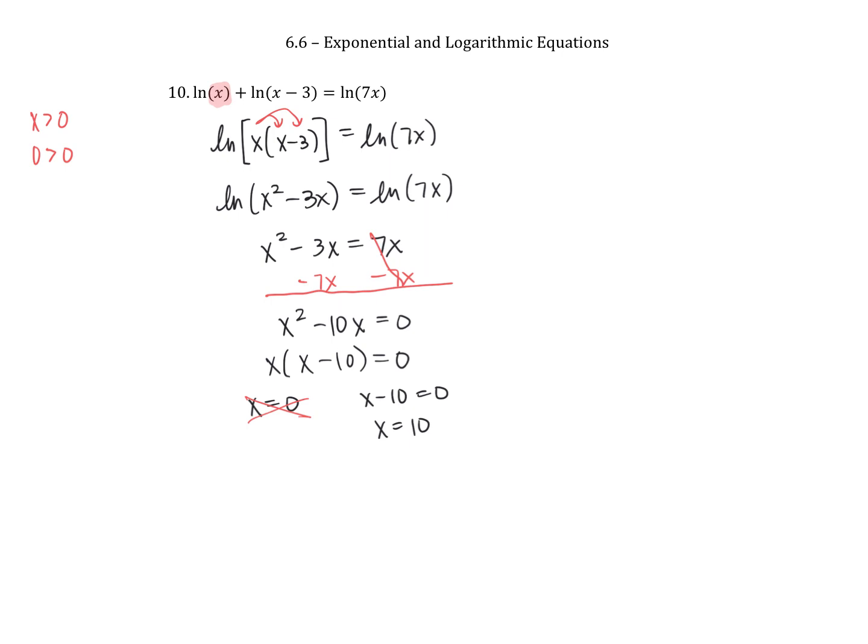So now I want to check the 10. So again, x has to be greater than 0. If I plug in 10 here, that does check. 10 is greater than 0. Now I want to check the next one. X minus 3 has to be greater than 0. If I plug in 10, I have 10 minus 3, which is 7, and 7 is also greater than 0, so that checks. And then last I have 7x. So 7x has to be greater than 0. I'm going to plug in my 10. That's 70. 70 is also greater than 0, so 10 checks all the way down the list, so that is my solution.